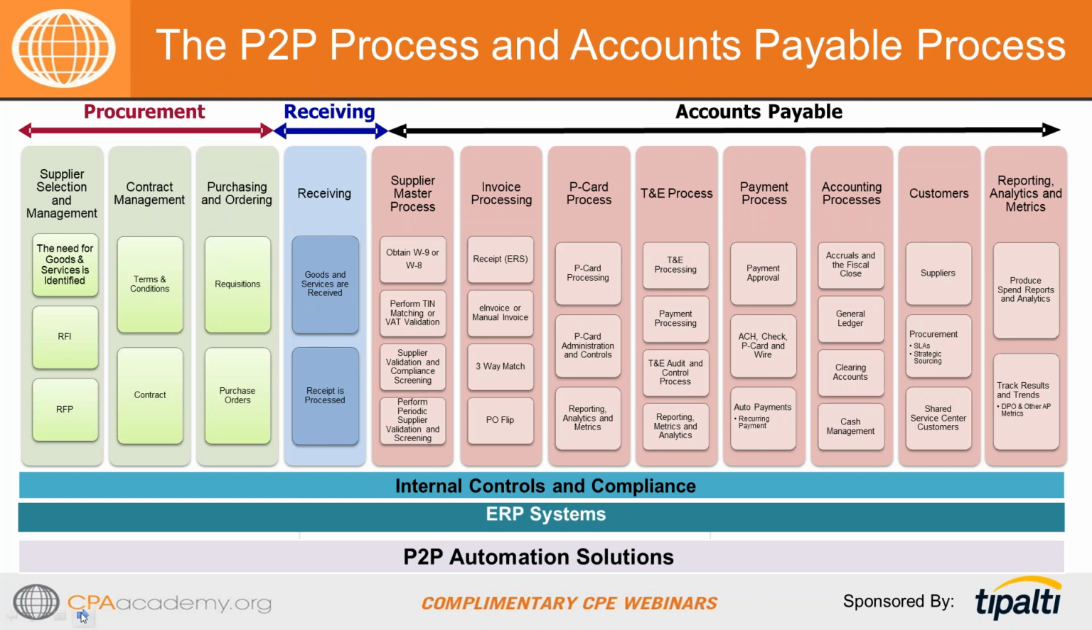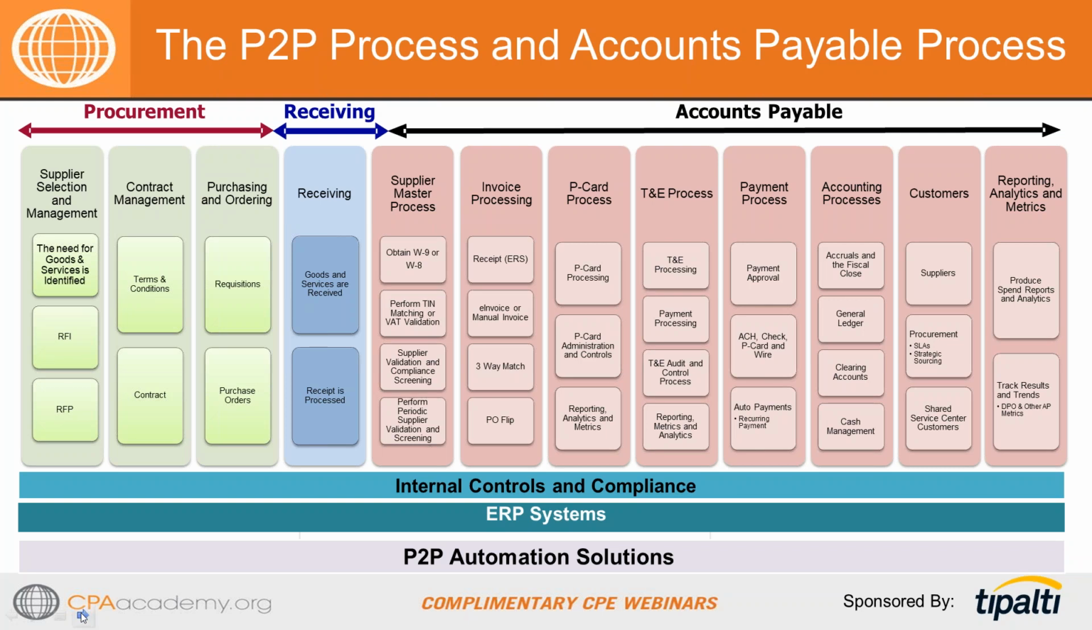So the components of accounts payable that we're going to look at in our playbook include the supplier master process, invoice processing, the P-card process, T&E, the payment process, accounting processes, and our customers. Many people forget that accounts payable has to keep a certain amount of customers happy, which includes suppliers, procurement, and, in a shared service environment, the stakeholders of the shared service center.